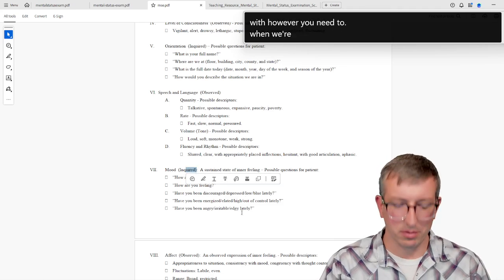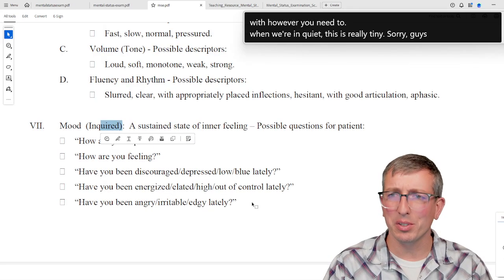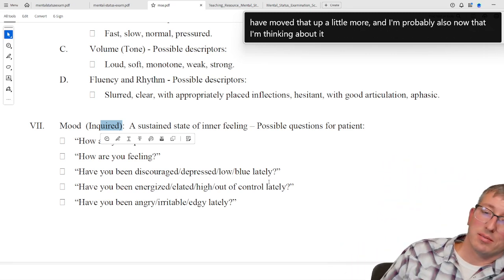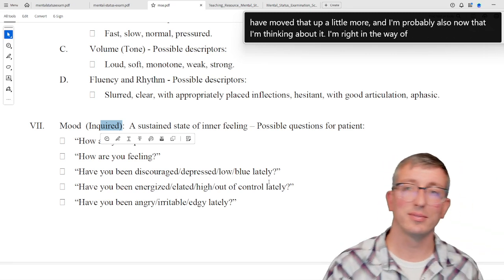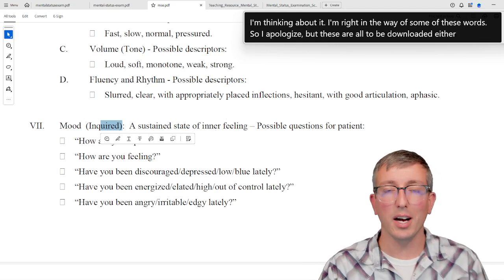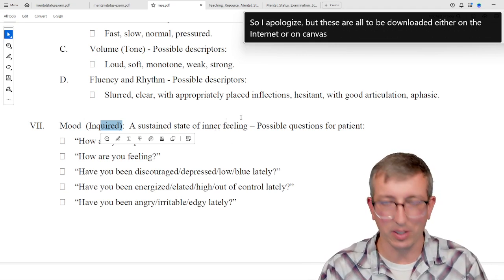When we're in quiet, this is really tiny. Sorry, guys. I probably should have moved that up a little more. And I'm probably also, now that I'm thinking about it, right in the way of some of these words. So I apologize. But these are all to be downloaded either on the internet or on Canvas, whatever you pick.